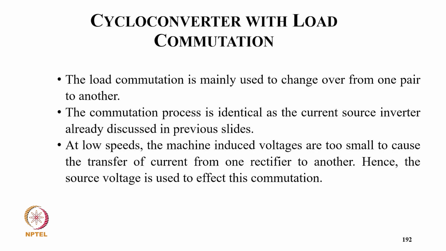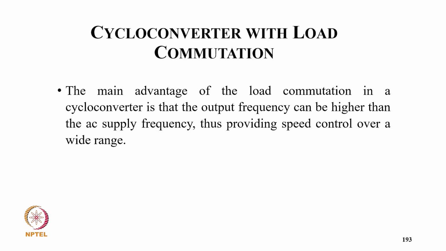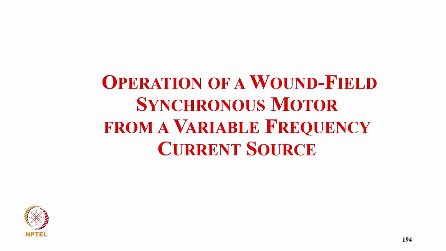So at low speed, the machine induced voltages are too small to cause the transfer of current from one rectifier to another, hence the source voltage is used to effect this commutation. So the main advantage of load commutation in the cycloconverter is that the output frequency can be higher than the AC supply frequency, thus providing speed control over a wide range.